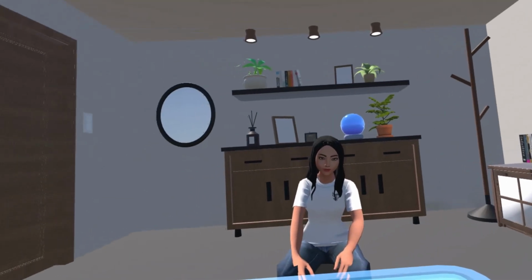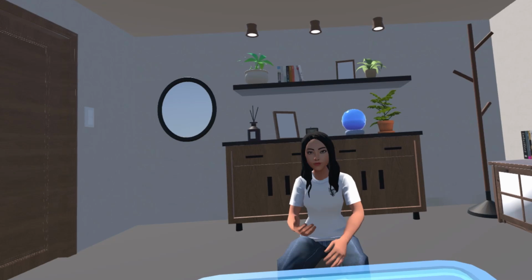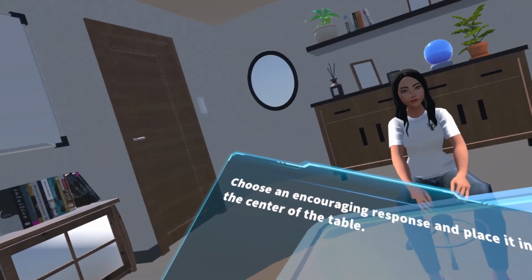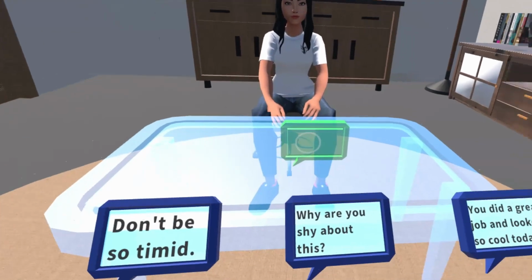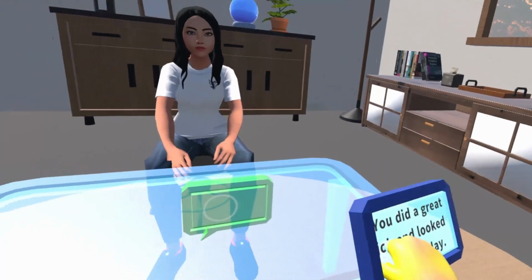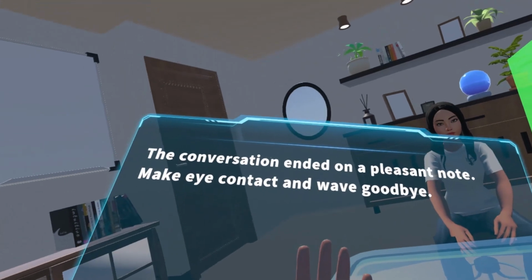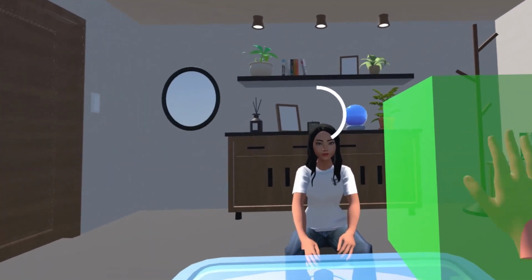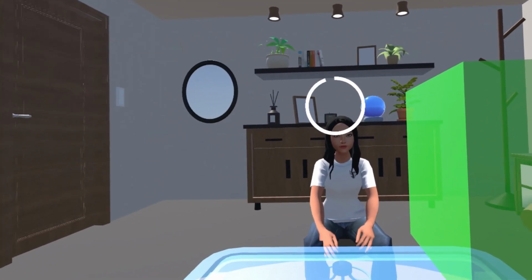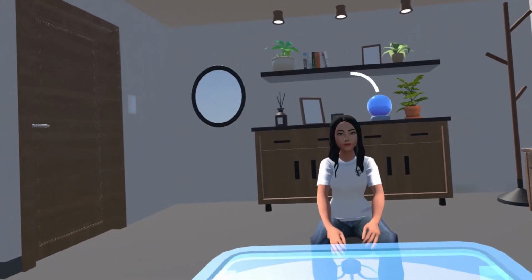Thank you for saying that. Choose an encouraging response and place it in the center of the table. You did a great job and look so cool today. The conversation ended on a pleasant note. Make eye contact and wave goodbye. Good job. Bye. Make eye contact with the person who is worried.